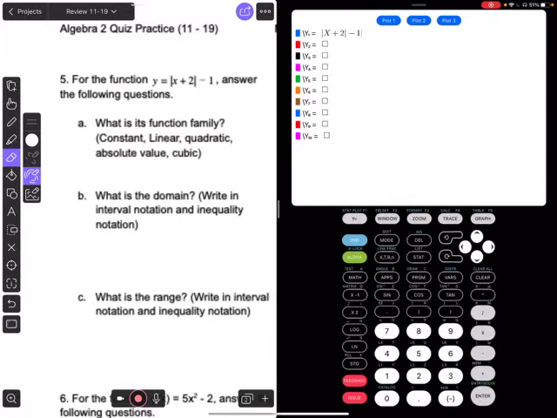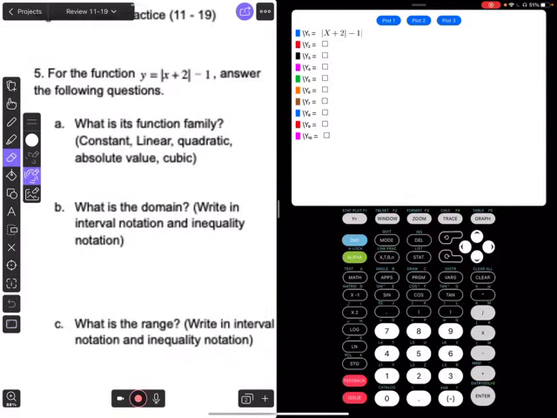So here on page 2, for this function y equals absolute value of x plus 2 minus 1, find the following. What family does it belong to? So it's either the constant family, y equals some number, linear, y equals mx plus b, quadratic, an x squared, absolute value, which it is because it has absolute values, or cubic, that's x to the third power. Okay, so we're going to choose an absolute value function here.